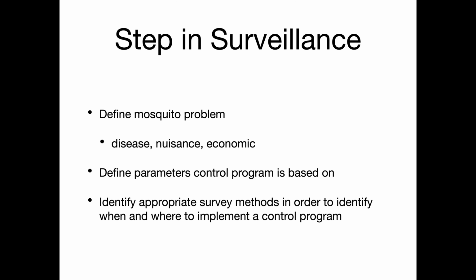And we have to figure out what are the most appropriate survey methods for that geographical area to identify when and where to actually implement a control program. Just the mere presence of mosquitoes does not necessarily mean that there should be a control program. But if we have an excess of mosquitoes and we're counting those mosquitoes in the correct areas to get a true picture of what the mosquito population is like in those areas, then we can determine a proper control program if needed.